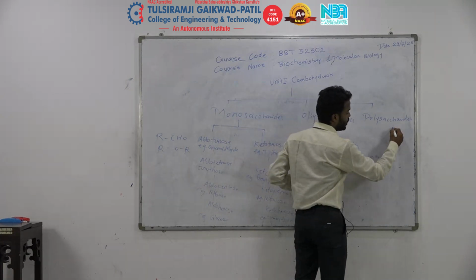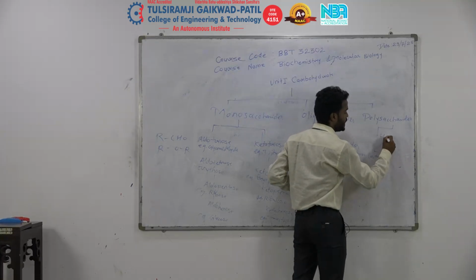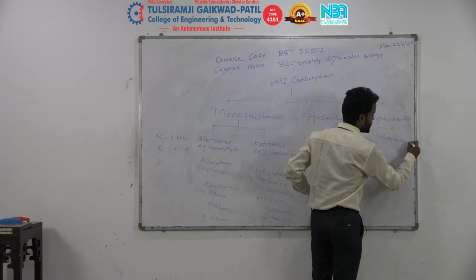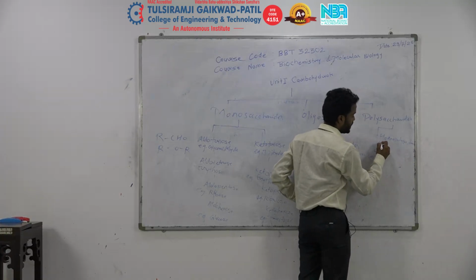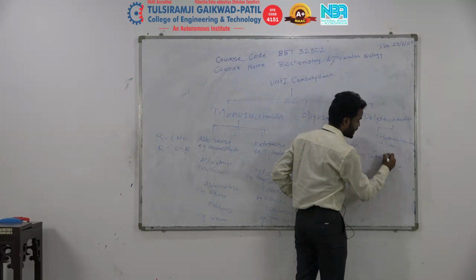And there are two types of polysaccharides. The first one is the homopolysaccharide, an example of which is starch, and another one is the heteropolysaccharide.